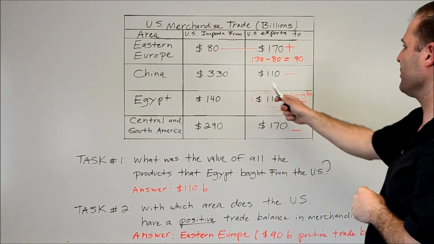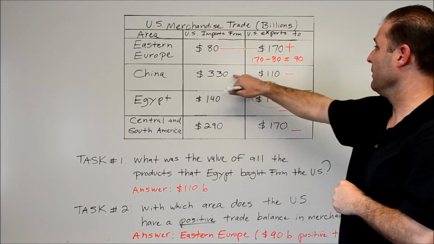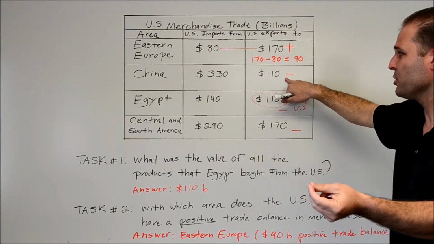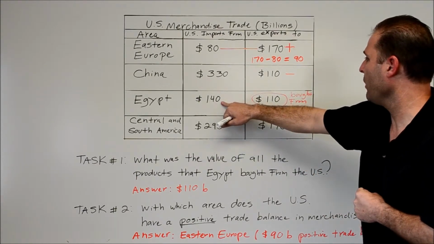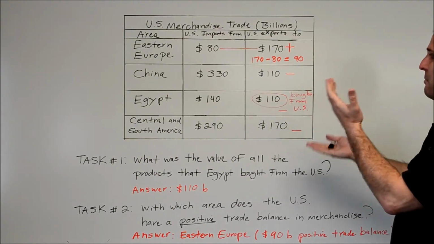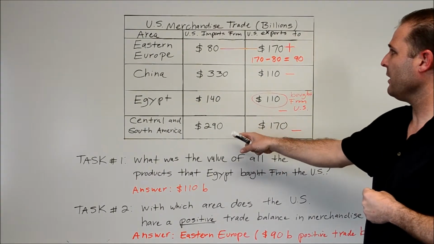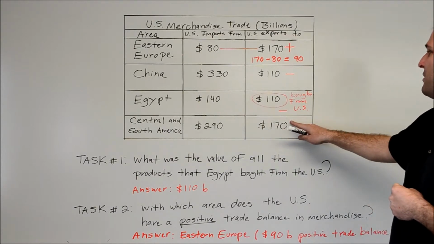So if we look at, for example, China, our imports 330 billion, but we only export 110. That would be a negative trade balance with China. Same thing with Egypt. Egypt imports 140, but we actually only export 110. That still doesn't meet the rule. We need this column to actually be a larger number. Central and South America, this column imports 290, 170 over here.